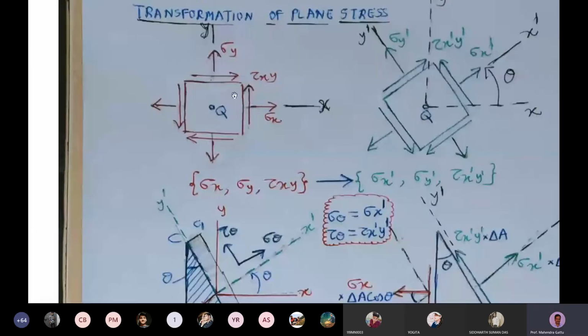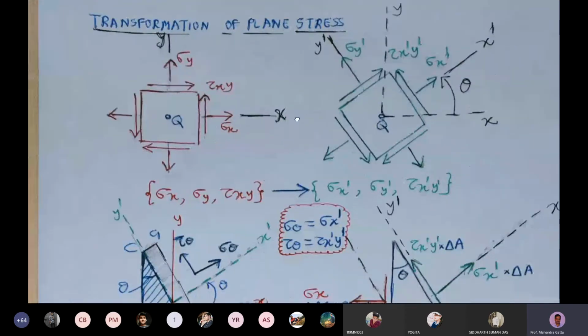So this is a plane stress case where the out-of-plane stresses, the stresses on the surfaces whose normal is in the z direction, are zero. For this plane stress we have the stresses sigma x, sigma y and tau xy. And what we do is rotate the coordinate system by an angle theta. The new coordinate system is x prime, y prime, and the angle between the x-axis and the x prime axis is theta. For this we'll draw a stress element.